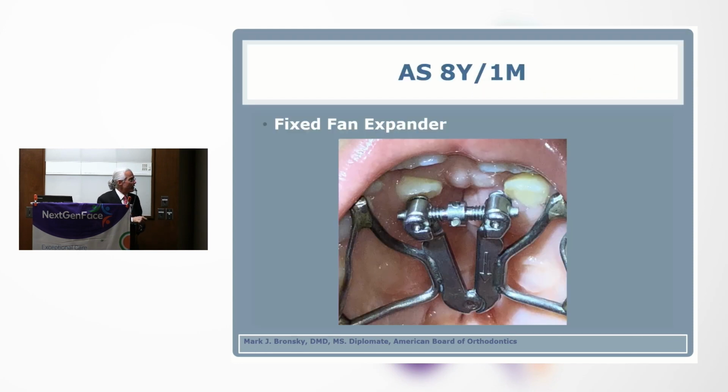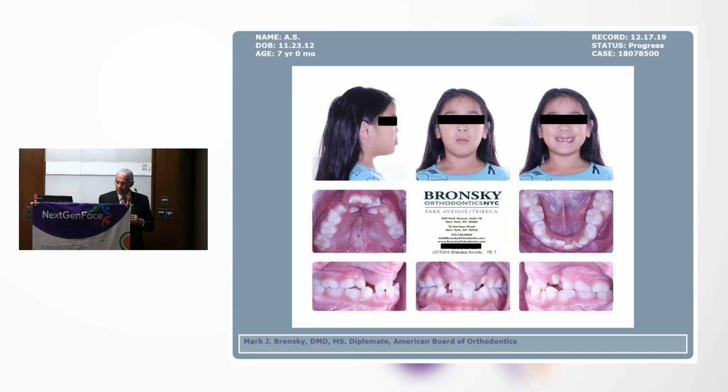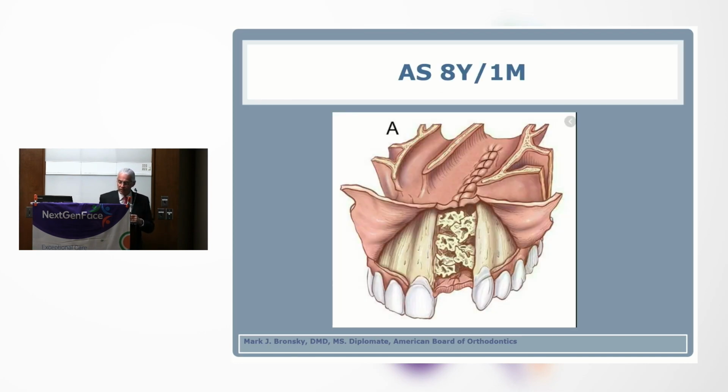This is a typical, what we call a fan type expander. In this particular case, we use the standard Hyrax type of expansion appliance, but since we needed a little bit more expansion in the anterior segment prior to the grafting surgery, we used a fan type expander, which is also a simple jack screw. So this is the patient immediately post-expansion, but pre-surgical. You can see that the buccal shelves in the posterior segments are now buckled to the mandibular buccal segments.